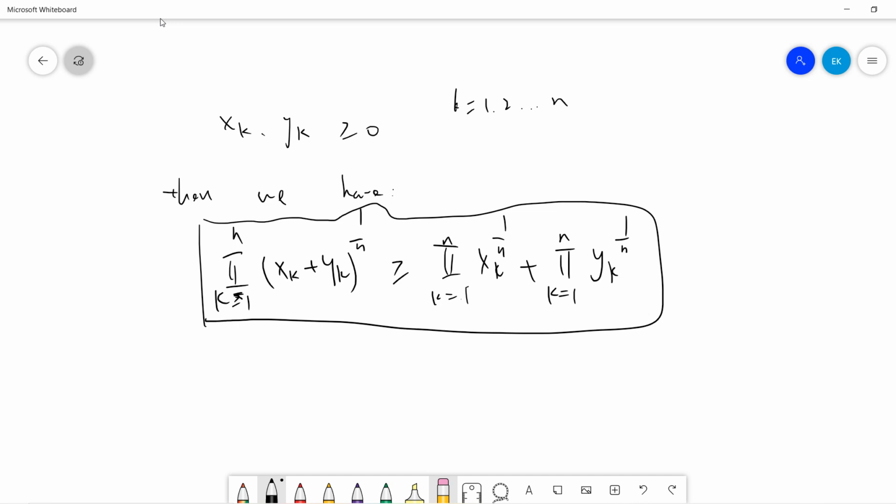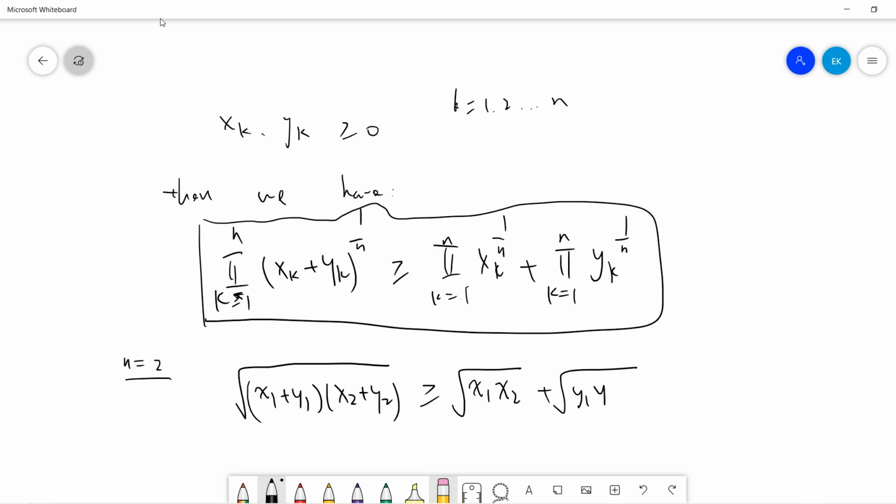Okay, so the idea is that if you start from k equals 1 and take the product to n, (x_k + y_k) to the power 1/n is greater or equal to (x_k) to the power 1/n plus (y_k) to the power 1/n, with k from 1 to n. So maybe n equals 2 is where one can see some trick. For n equals 2, we get the square root of (x1 + y1)(x2 + y2) on the left, and the right hand side should be the square root of x1 x2 plus the square root of y1 y2.